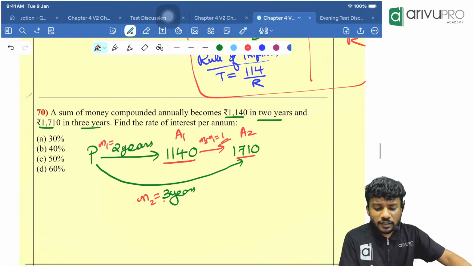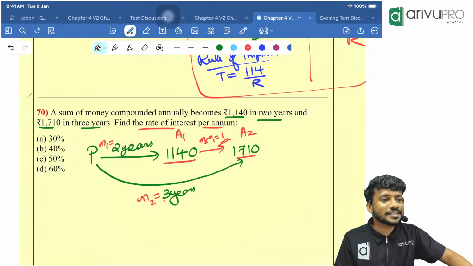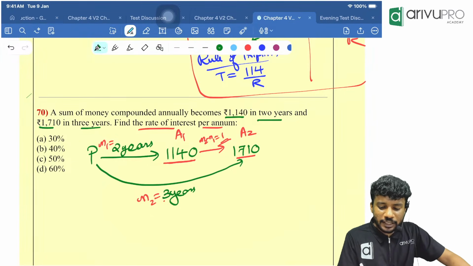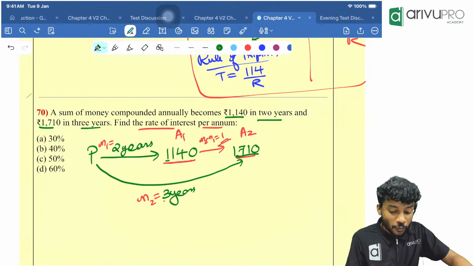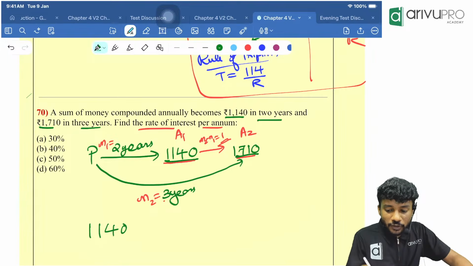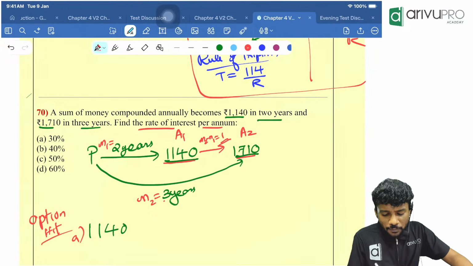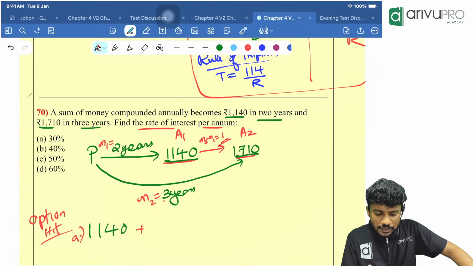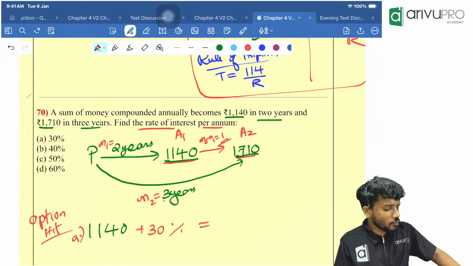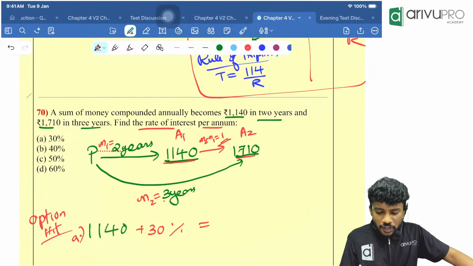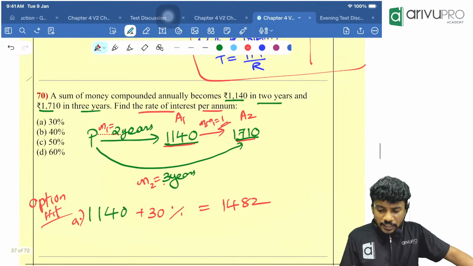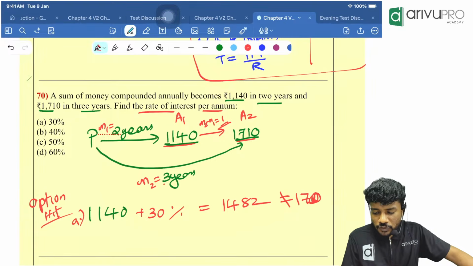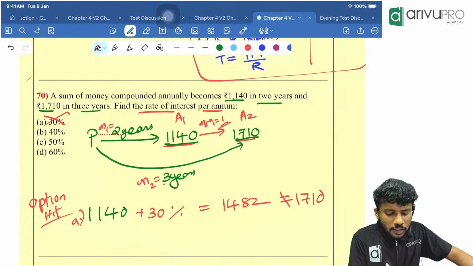Then we need to find the rate of interest per annum. The easiest method is option hitting. I can just type the principal, then check which rate percentage will make it become 1710 in 1 year. So type 1140 on your calculator, then option hit. Option A, 1140 plus 30 percentage will give you 1482. Is that the answer? Not equal to 1710. So option A is wrong.